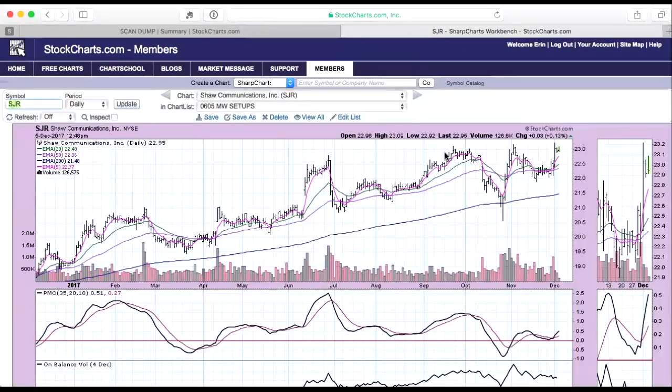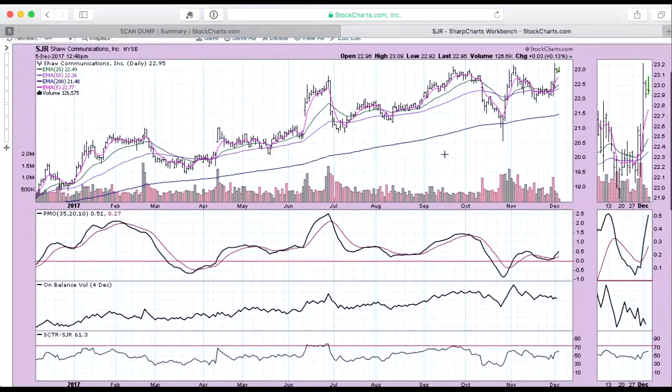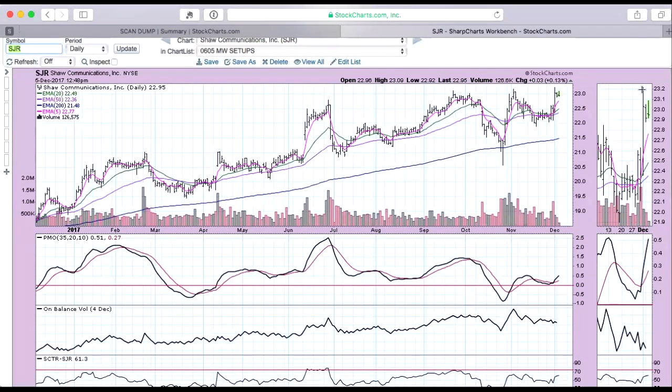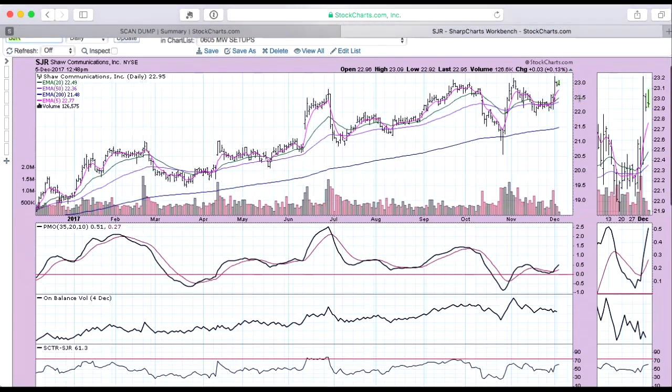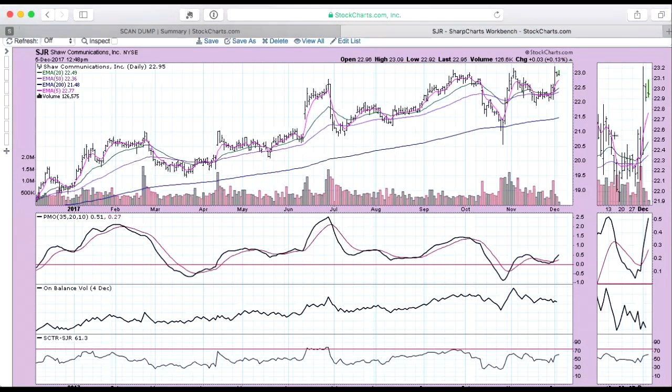Shaw Communications is another one. I like this one because it looks like a flagpole and a flag on the end of it. But we are still dealing with that overhead resistance. We really haven't quite had that breakout. We did two days ago. We got that intraday high, but the close wasn't quite there above previous overhead resistance. But we're pretty good here. I think we've got the breakout potential, especially when I look at that flag and the PMO buy signal.